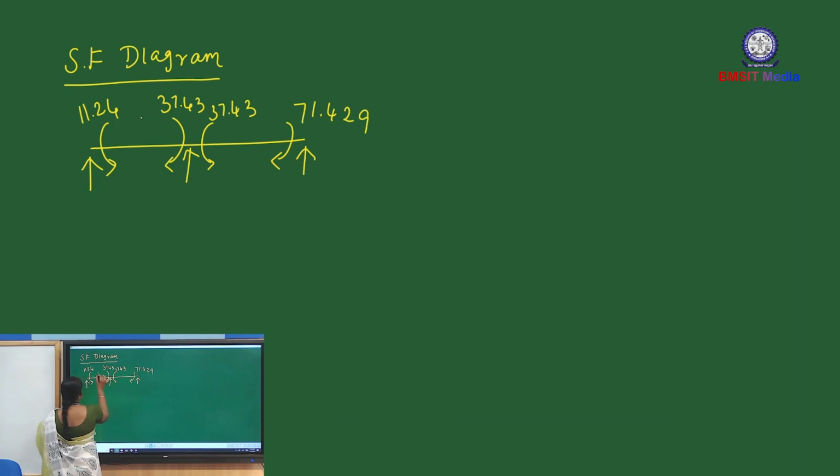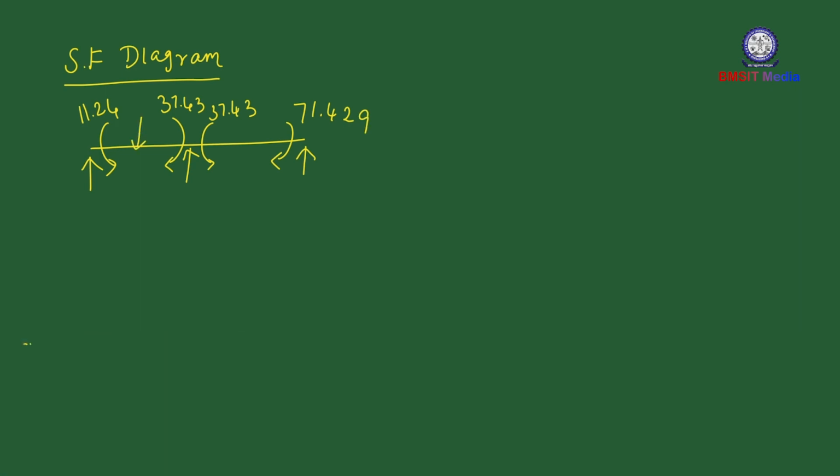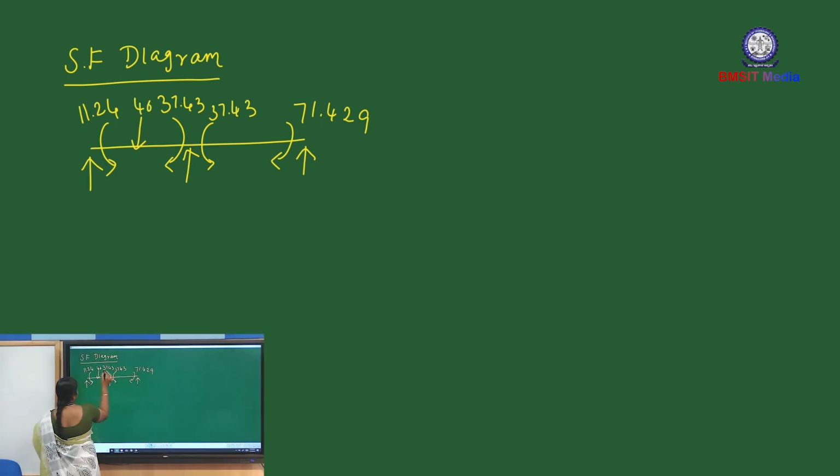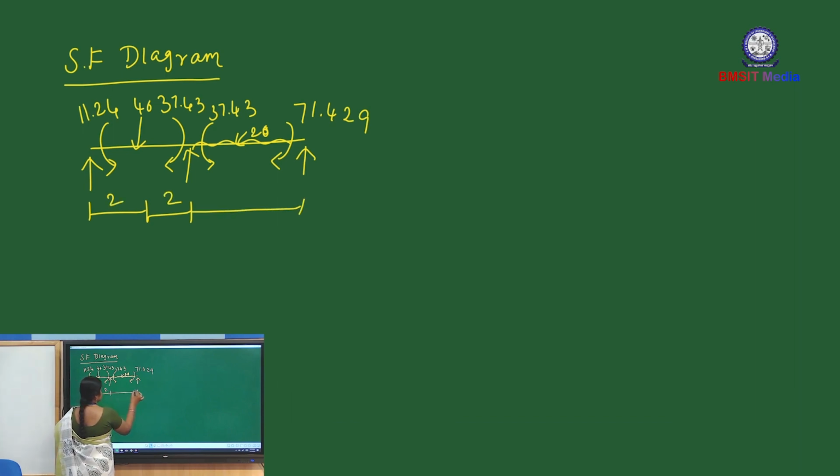It is subjected to a point load of 40. This is a UDL of 20. The spans are 2 meter, 2 meter, 2 meter, 2 meter, so this is 6 meter. Then the support reactions are RA, RB, and RC. We have to find these unknown support reactions RA, RB, RC.